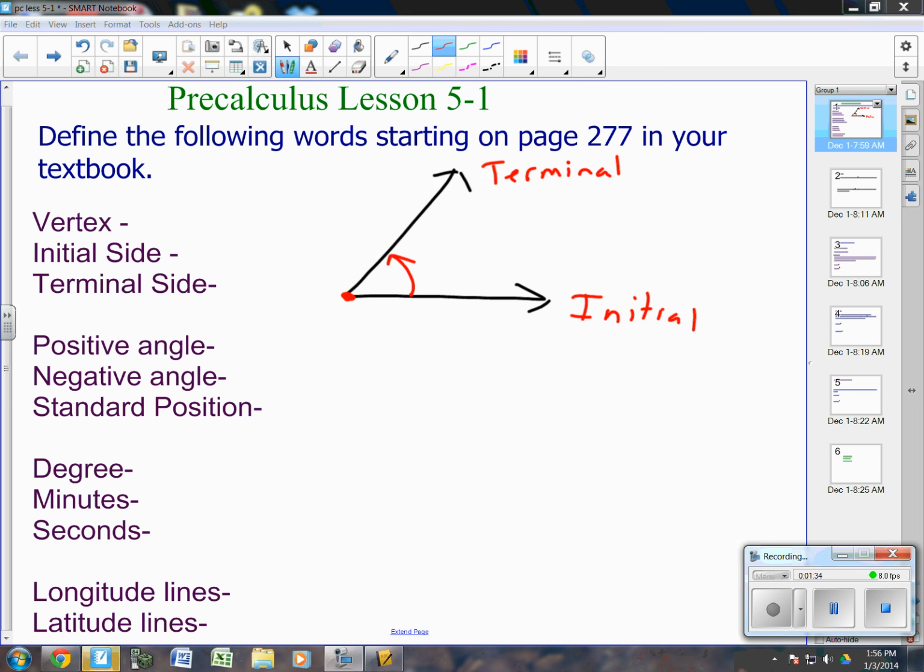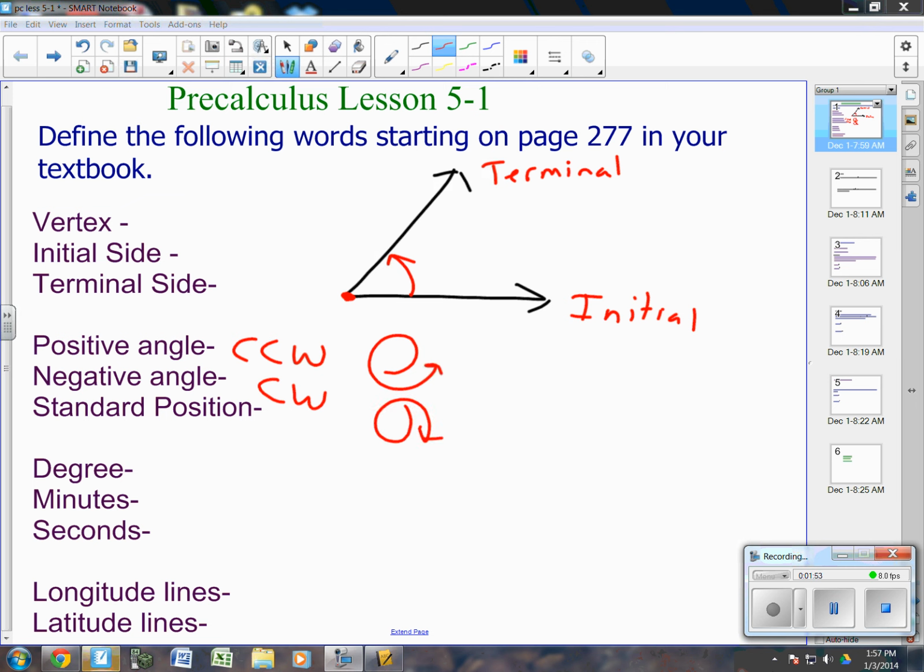Words that we use in trigonometry. Okay. Which way does a positive angle turn? Okay, counterclockwise. So it turns in this direction right here, right? Okay, and the negative angle goes in which direction? Clockwise. So it turns in this direction right here, right?